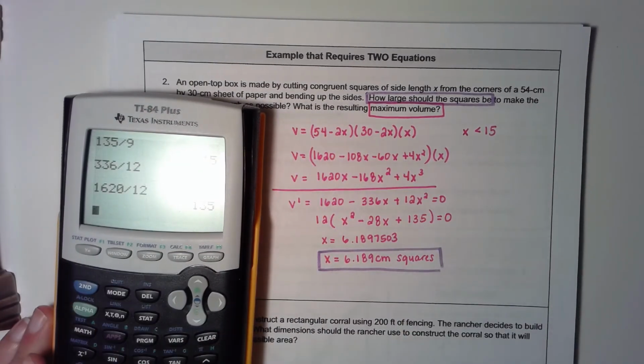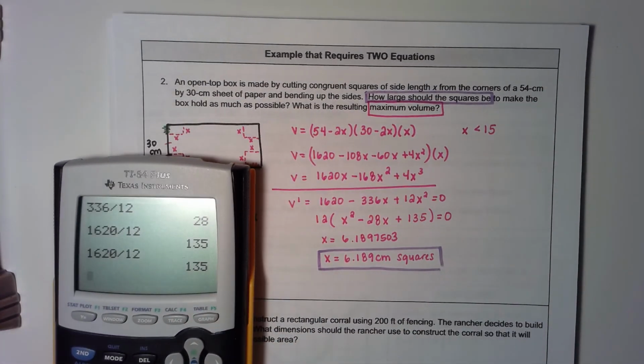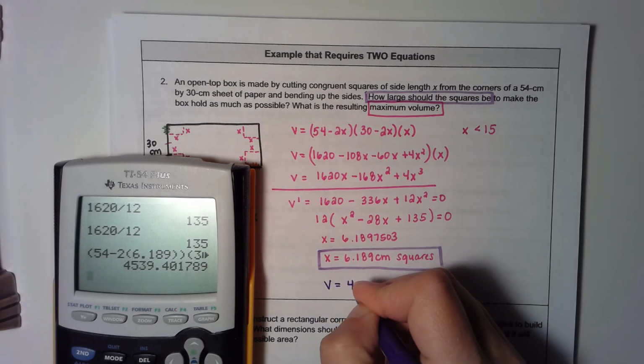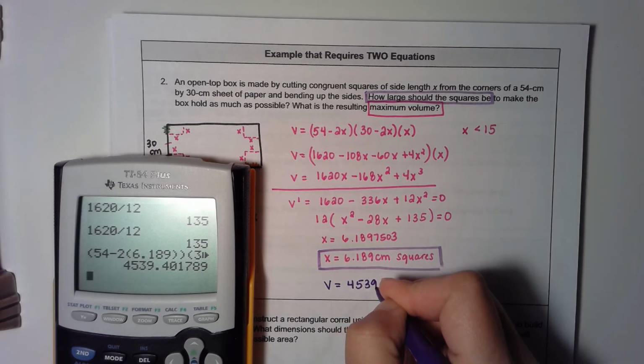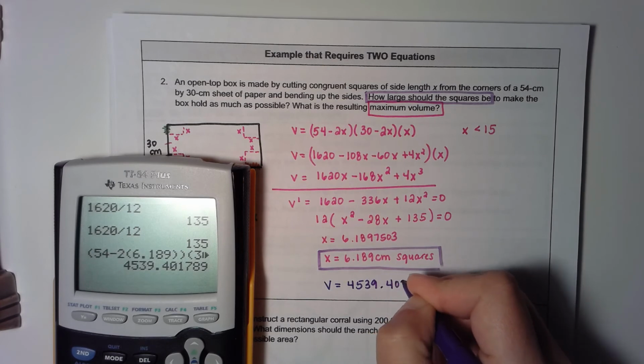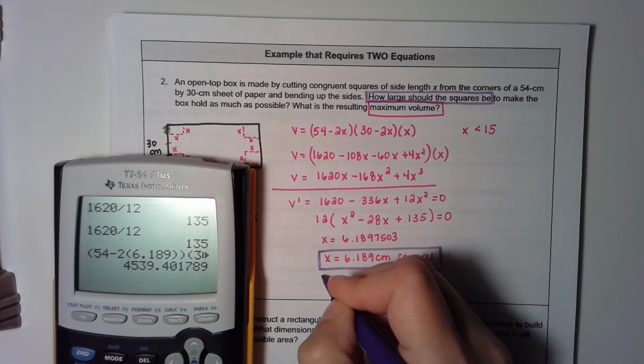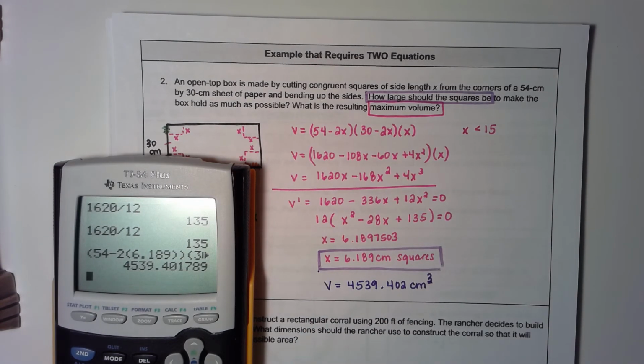And when I do that, I'm going to type in parentheses 54 minus 2 times 6.189, and then parentheses 30 minus 2 times 6.189, and then times 6.189 again. And that's going to give me that the resulting maximum volume would be 4,539.402 centimeters cubed of volume. And that would be the second part of my answer.